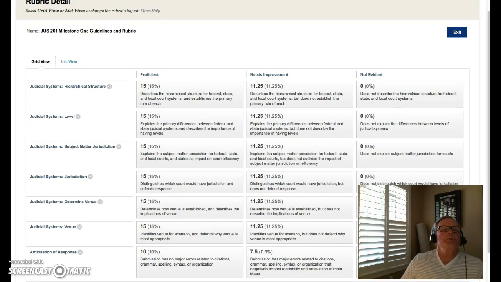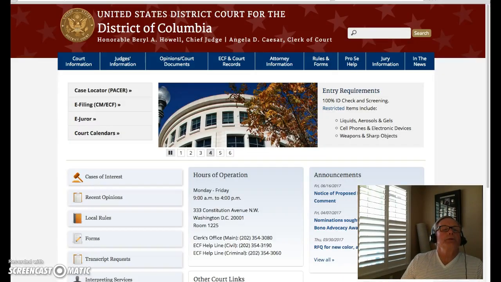So let me just show you here on another screen. If I can get to it, hold on. My computer's acting up. Here we go. So this is an overview of the United States District Court for the District of Columbia. Okay? United States District Court for the District of Columbia. So when you write in your paper the location where this court is, who has venue, I would expect you to put the United States District Court for the District of Columbia.